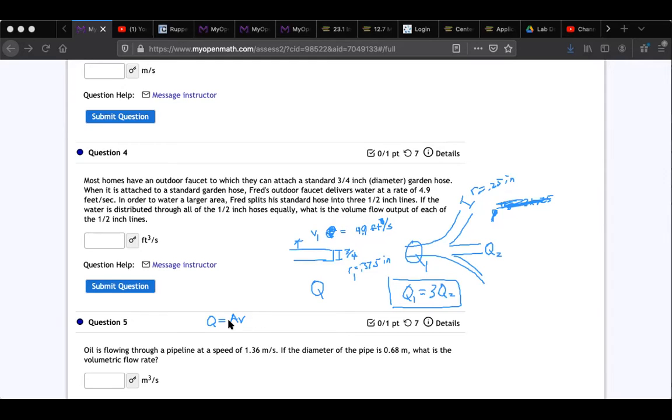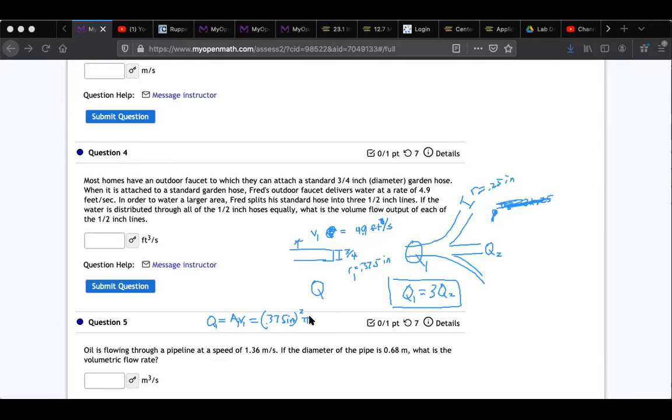So we know the cross-sectional area of both of these hoses. The cross-sectional area of the first hose is the radius squared times pi. So for Q1 is equal to area 1 times velocity 1, and we know velocity 1. Velocity 1 they give to us. So area 1 times velocity 1 is going to be 0.375 inches squared times pi.